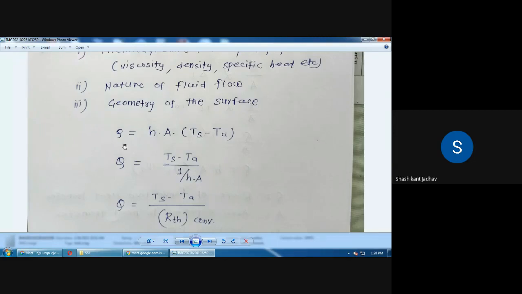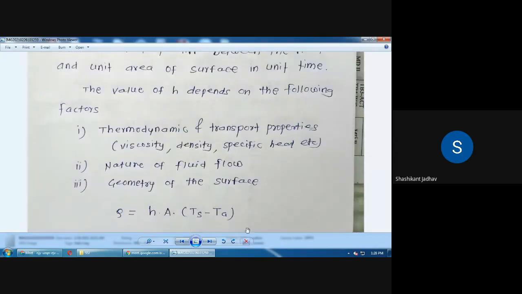What is our equation of Newton's law of cooling? That is Q is equal to H into A into bracket Ts minus Ta. Write down Q is equal to H into A into bracket Ts minus Ta. Now we have to write this equation in the form of electrical analogy.